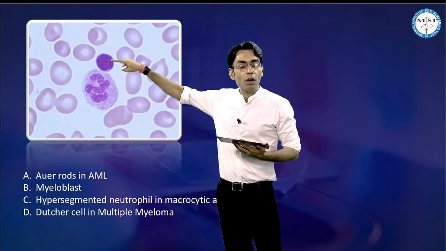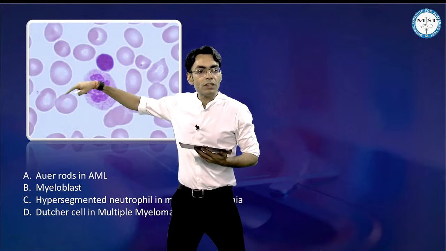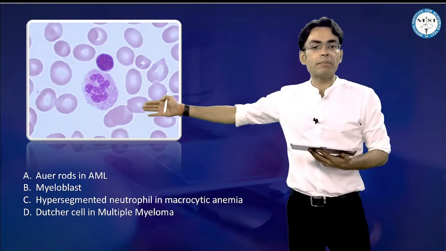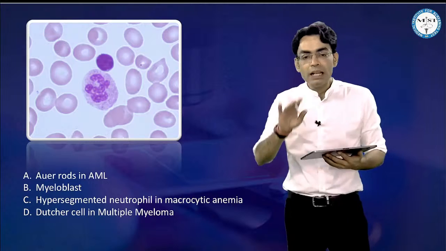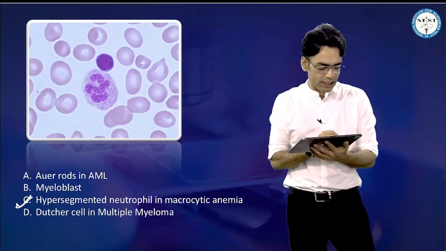This is a normal small lymphocyte. And see the size of the RBCs also. These RBCs are bigger in size, so it's a macrocytic anemia. And this is your hypersegmented neutrophil. So you people have given the right answer. Once again, thumbs up. So it is your C.